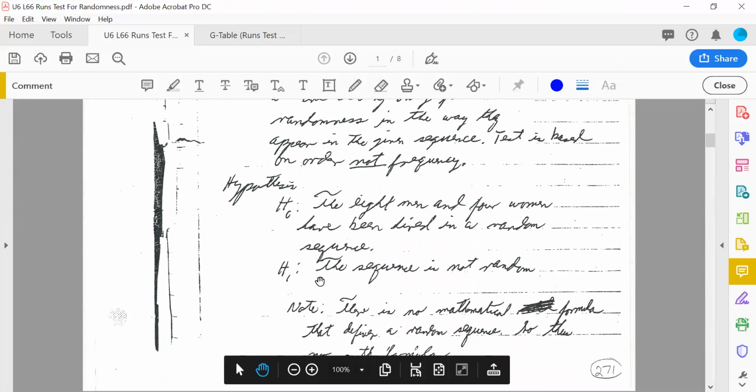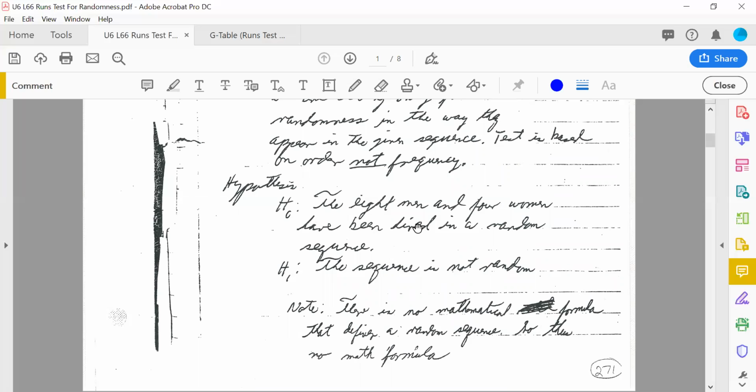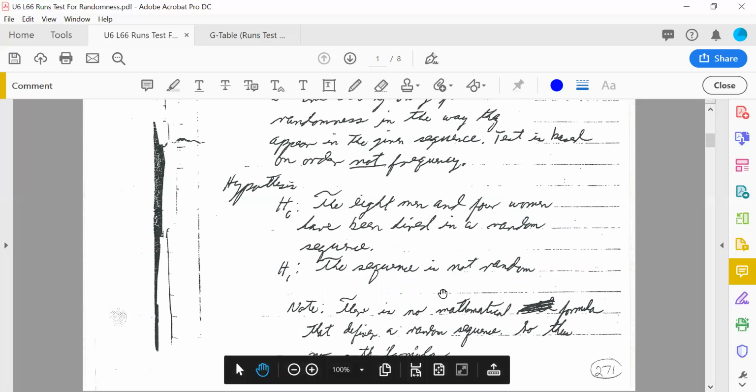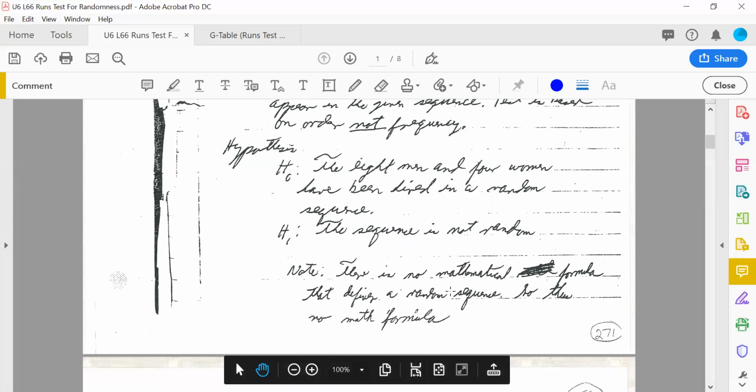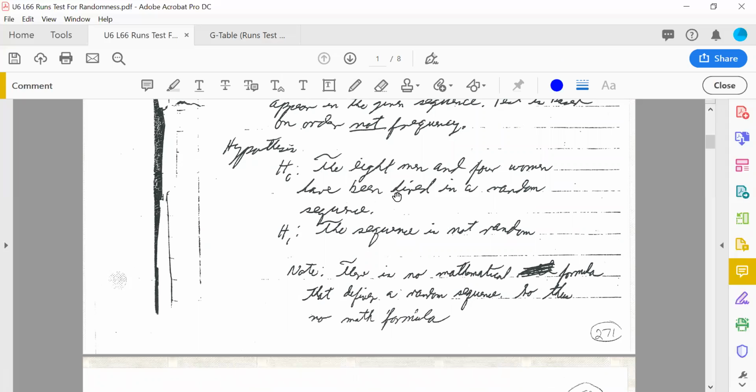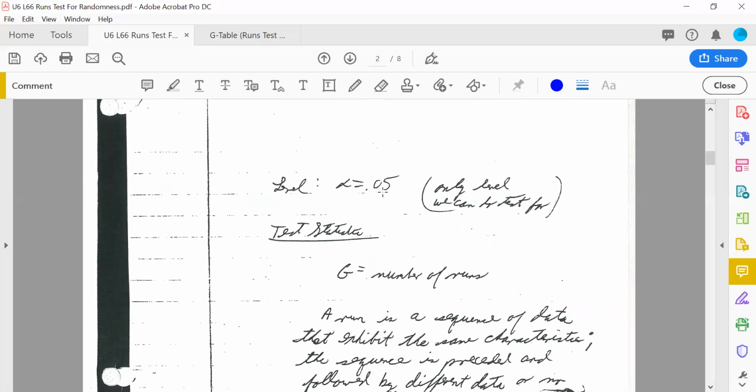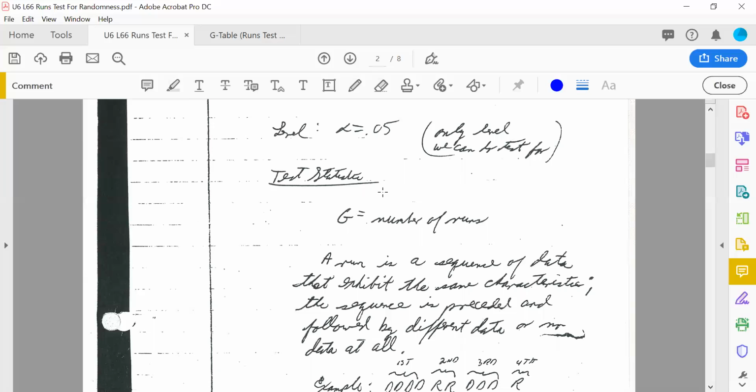All right, so first and foremost, hypotheses. H0: the 8 men and the 4 women have been hired in a random sequence, versus H1: the sequence is not random. Notice, there's absolutely zero equation for this, because there is no mathematical equation that defines randomness. So there's no formula, and the verbals are everything. The significance level is alpha 0.05. Good news, that's the only significance level. The test statistic is G, capital G.